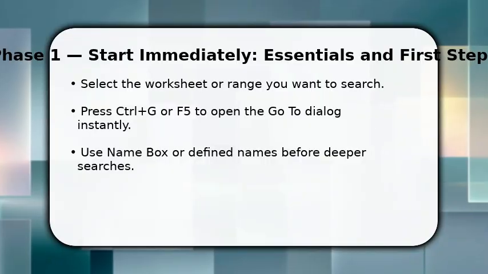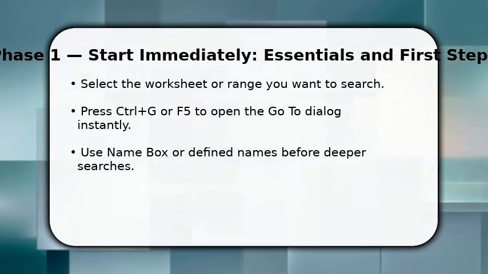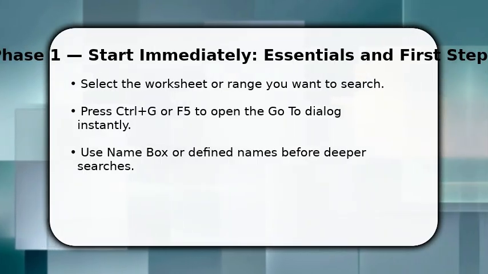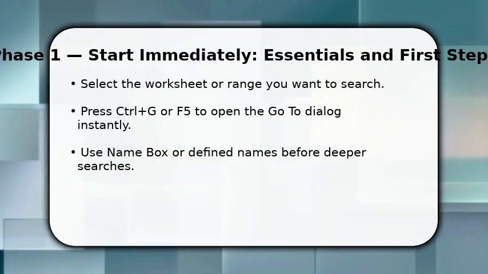You start by focusing the sheet you need. Select a cell or range and decide the search scope. Press Control+G or F5 to open the Go to dialog. This is the gateway to precise navigation.